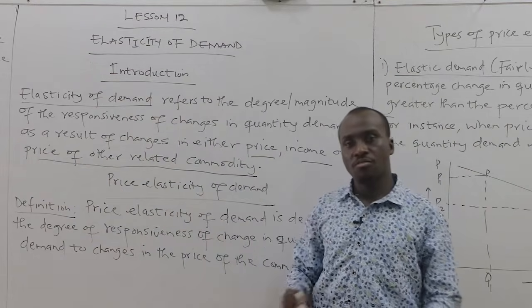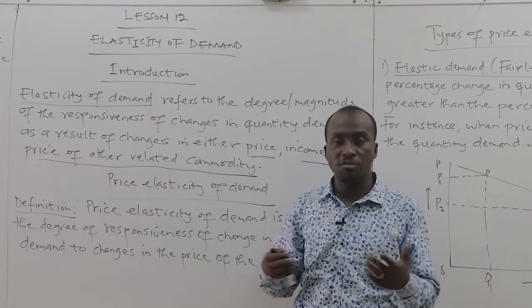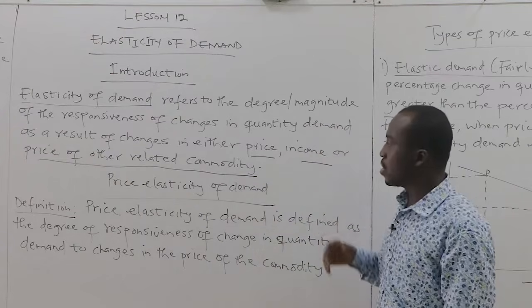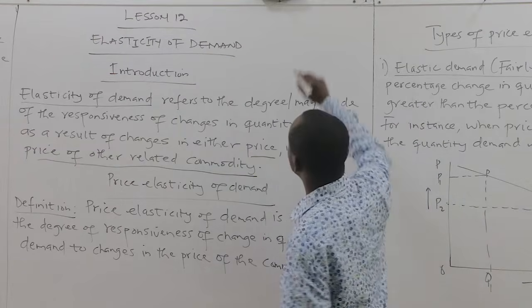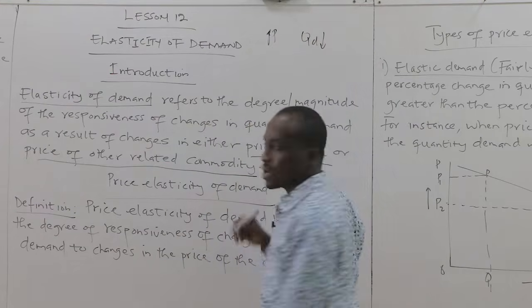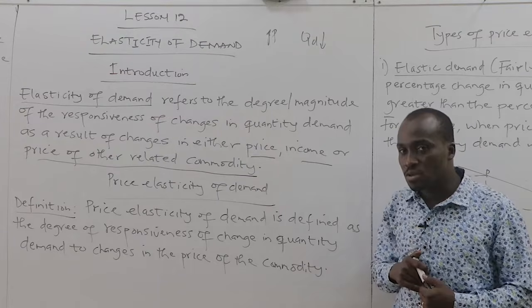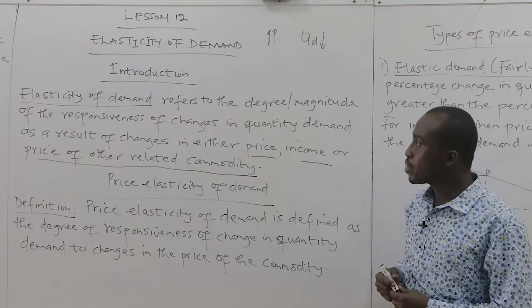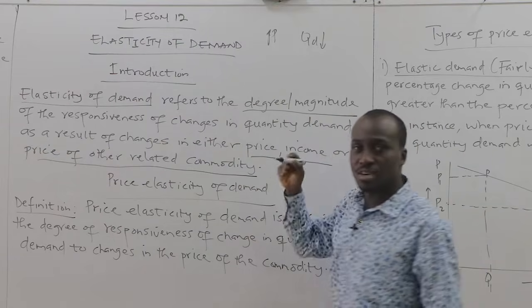Remember in lesson 7, we spoke about factors that influence demand. In this lesson, we want to find out, let's take for instance, price. We know that whenever price goes up, quantity demanded falls, right? That one we know. But we don't know the magnitude, the percentage, the degree. So the elasticity of demand tells us the magnitude or the degree.